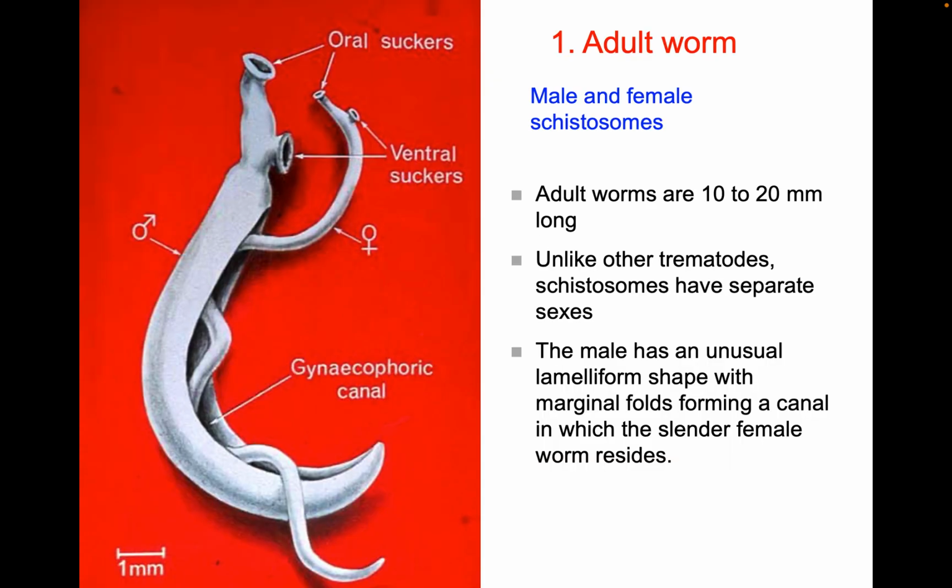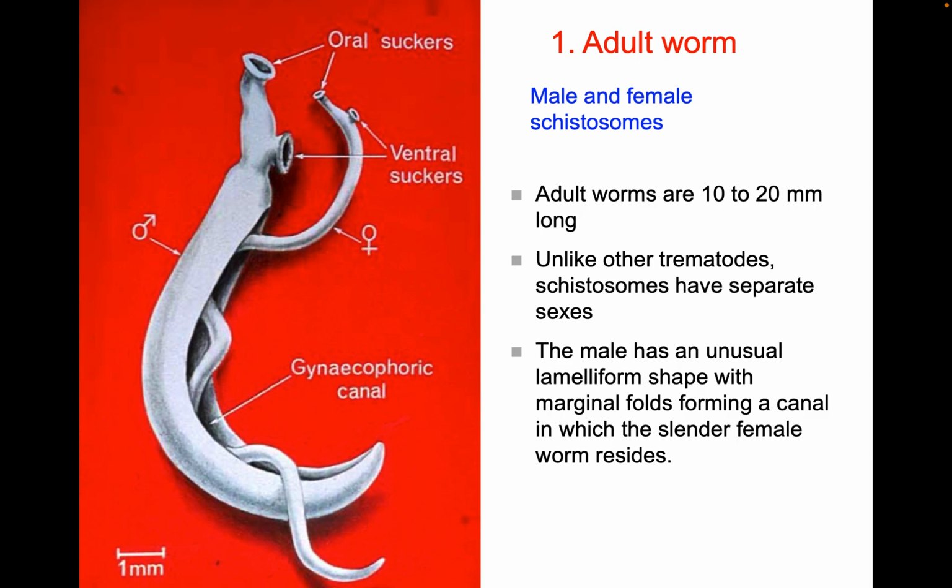And this is the picture showing the adult worms. The female one is slimmer and longer, and the male one is wider, and they have the kernel, and both of them have two suckers. One is the oral sucker, and the other one is a ventral sucker. And unlike other trematodes, schistosomes have separate sexes, and the male one is flat.